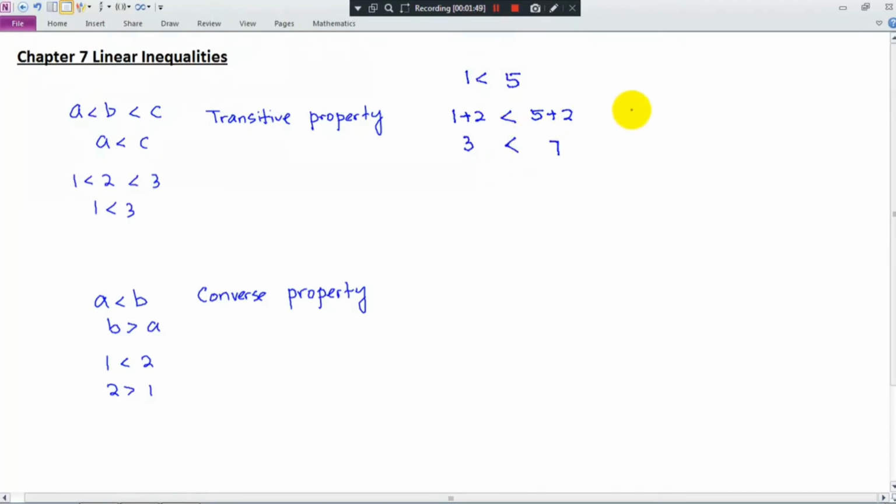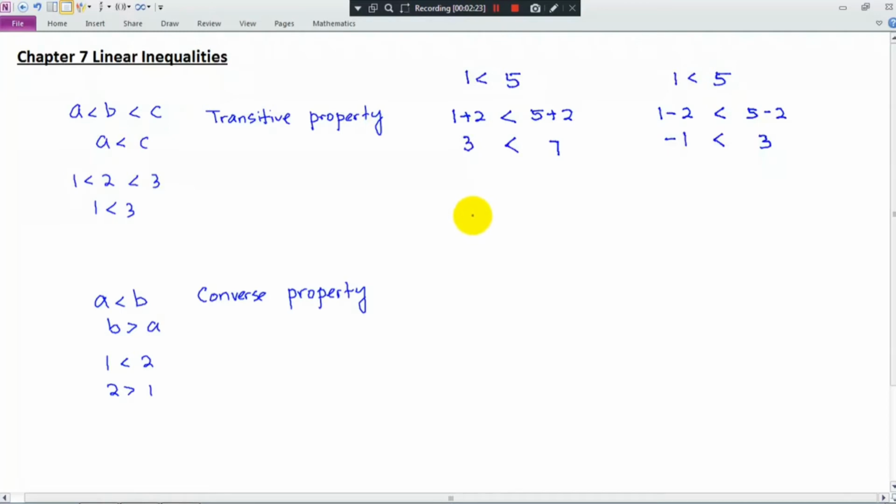Okay, now we go to minus. I will just use the same example. Let's say 1 minus 2, and I have to do the same thing for the right hand side, 5 minus 2. Here will give you -1, this will give you 3. -1 is less than 3, right? You will still see the same inequality sign here.